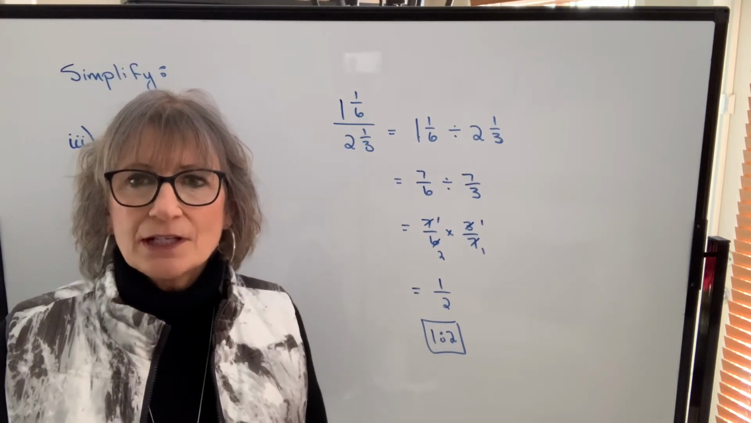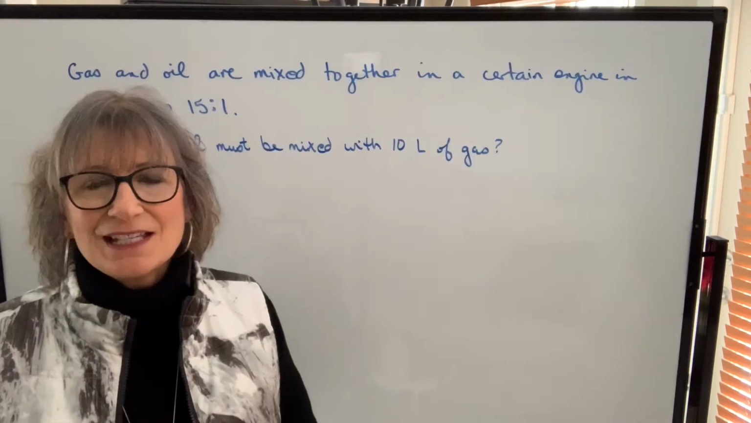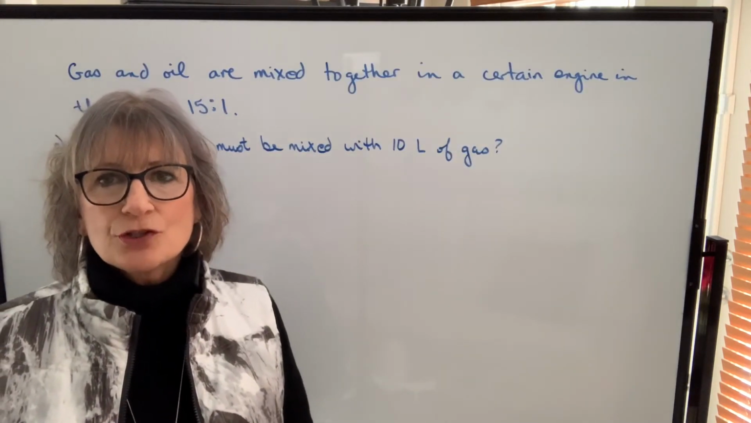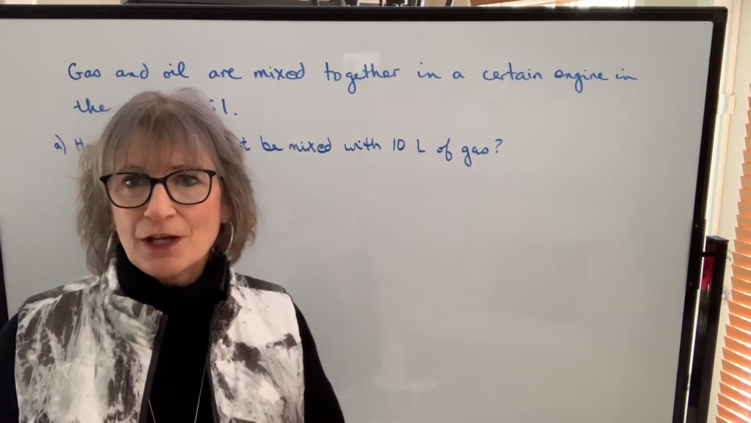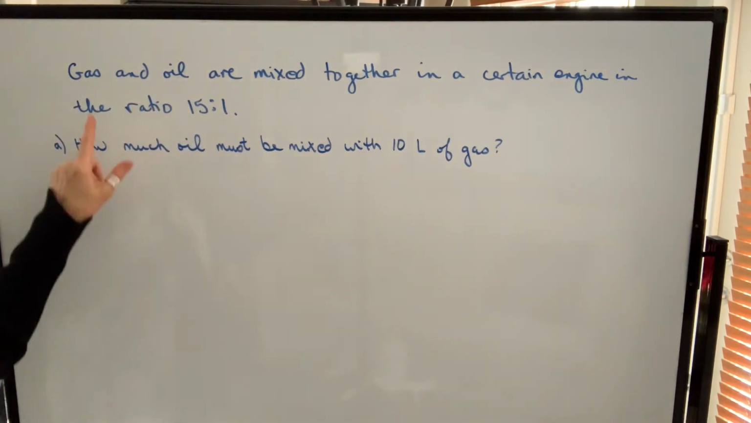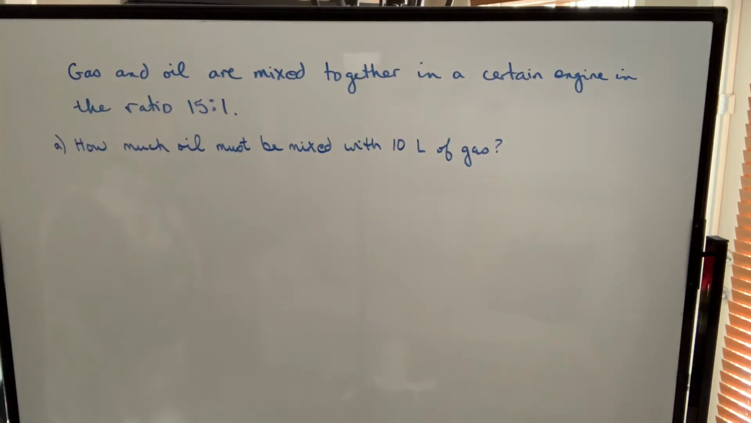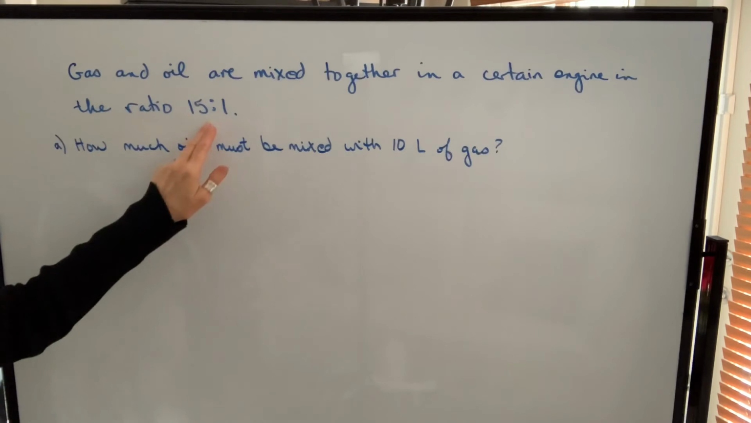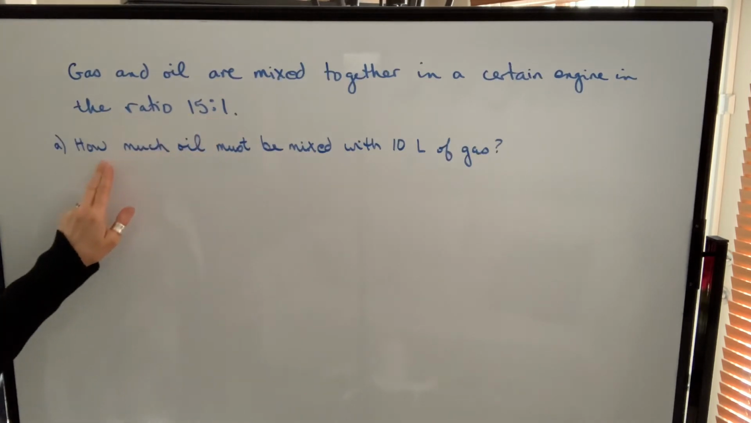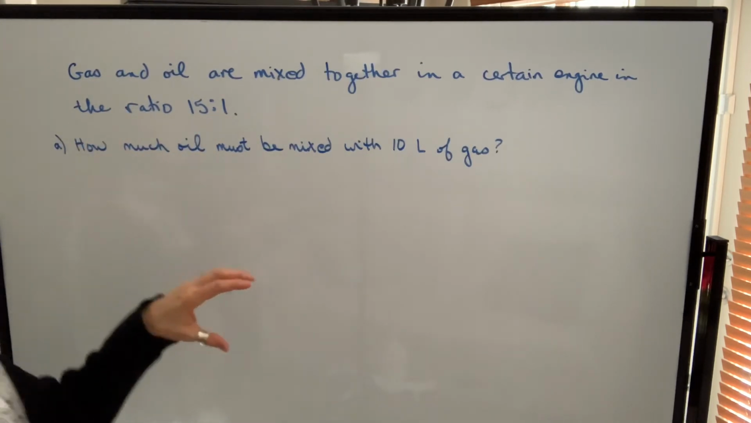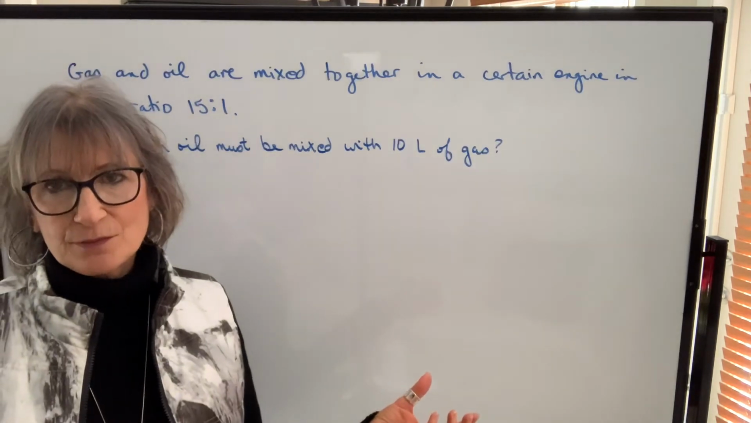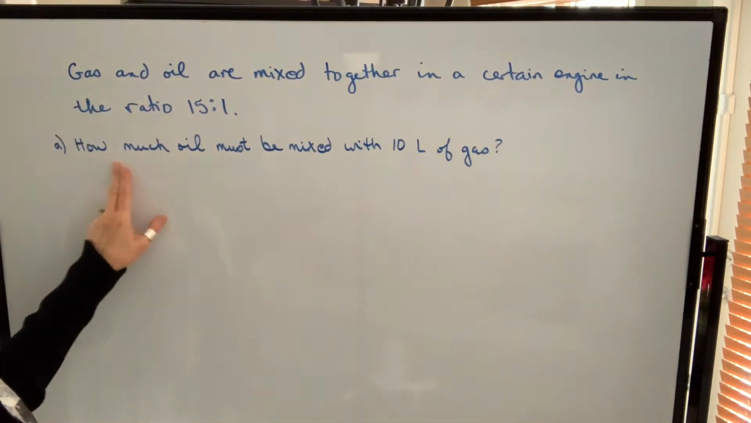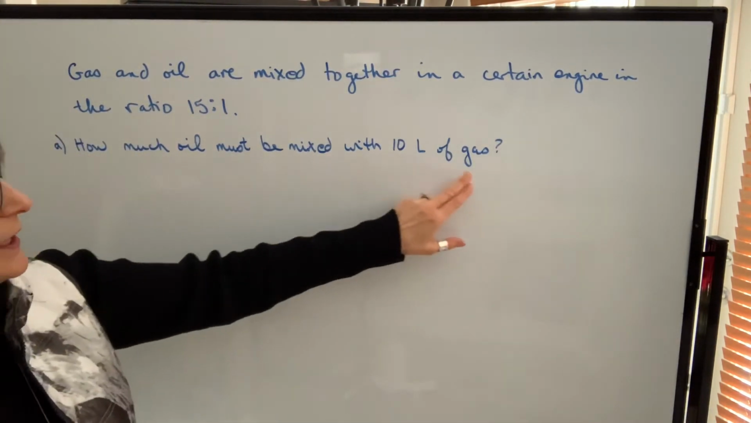Now let's take a look at working with ratios. Sometimes you'll be given a ratio and you'll be asked to find other values. For example, if we had gas and oil mixed together in a certain engine in the ratio of 15:1, we could be asked how much of one of them is needed when we know how much of the other substance is being used. So for example, how much oil must be mixed with 10 liters of gas?